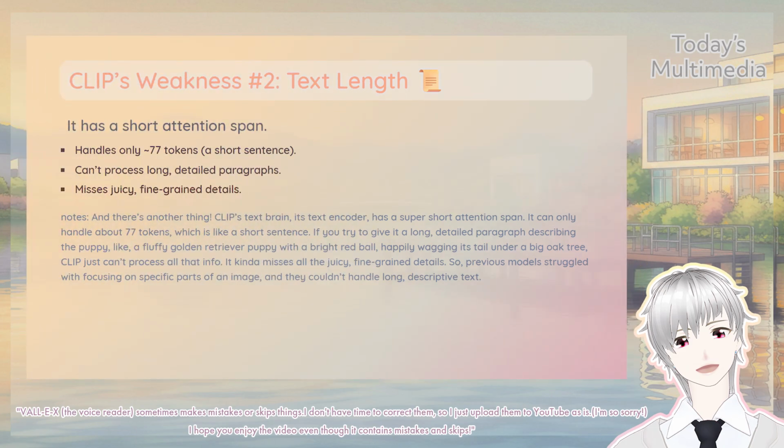And there's another thing: its text brain. Its text encoder has a super short attention span. It can only handle about 77 tokens, which is like a short sentence. If you try to give it a long, detailed paragraph describing the puppy, like a fluffy golden retriever puppy with a bright red ball, happily wagging its tail under a big oak tree, CLIP just can't process all that info. It misses all the juicy, fine-grained details. So previous models struggled with focusing on specific parts of an image, and they couldn't handle long descriptive text.